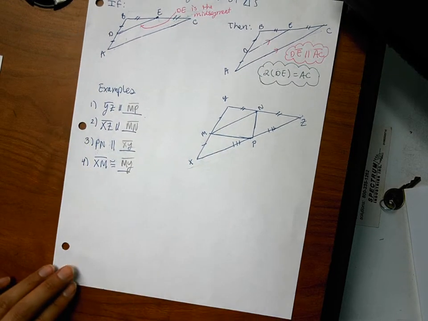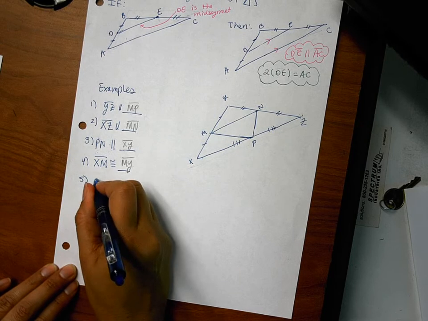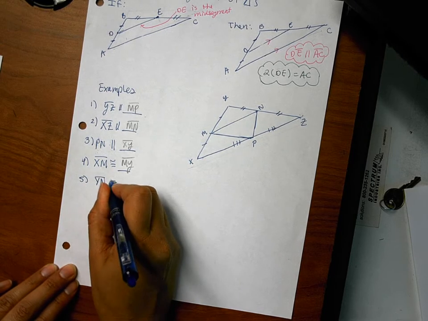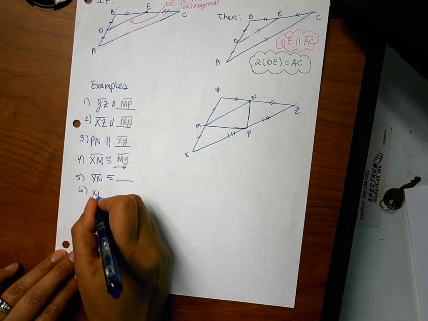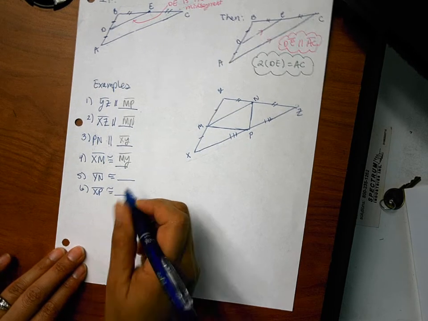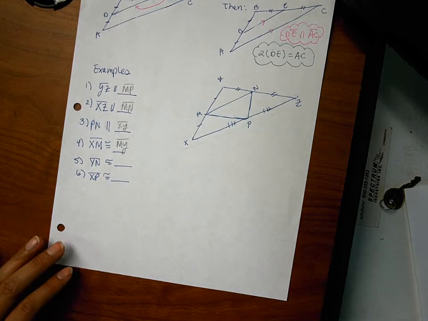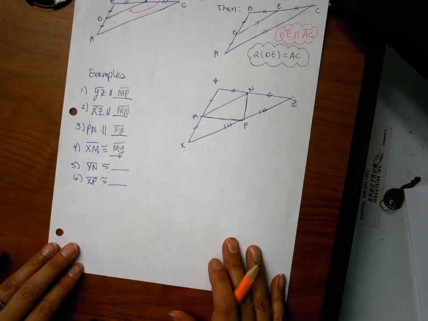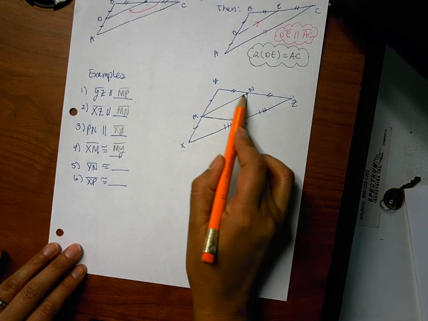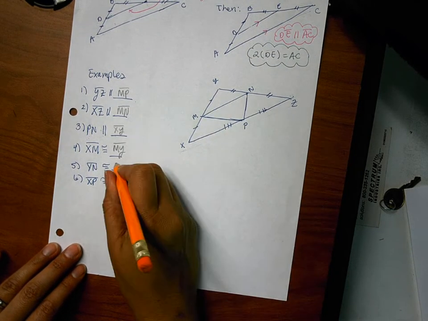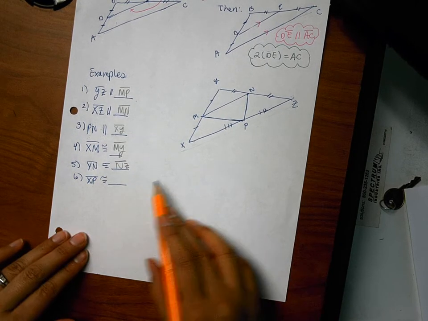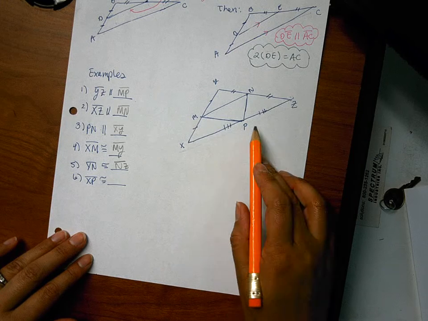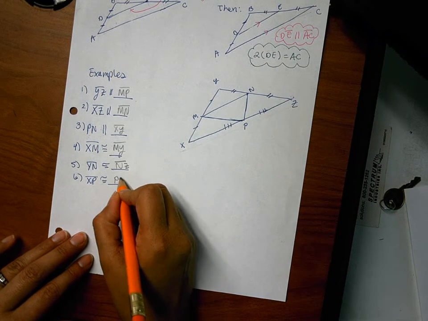All right, 5 is YN is congruent to blank, and 6, XP is congruent to blank. Okay, fill it in, press pause, and then play and see if you get them correct. YN is congruent to NZ or ZN, and XP is congruent to PZ or ZP.